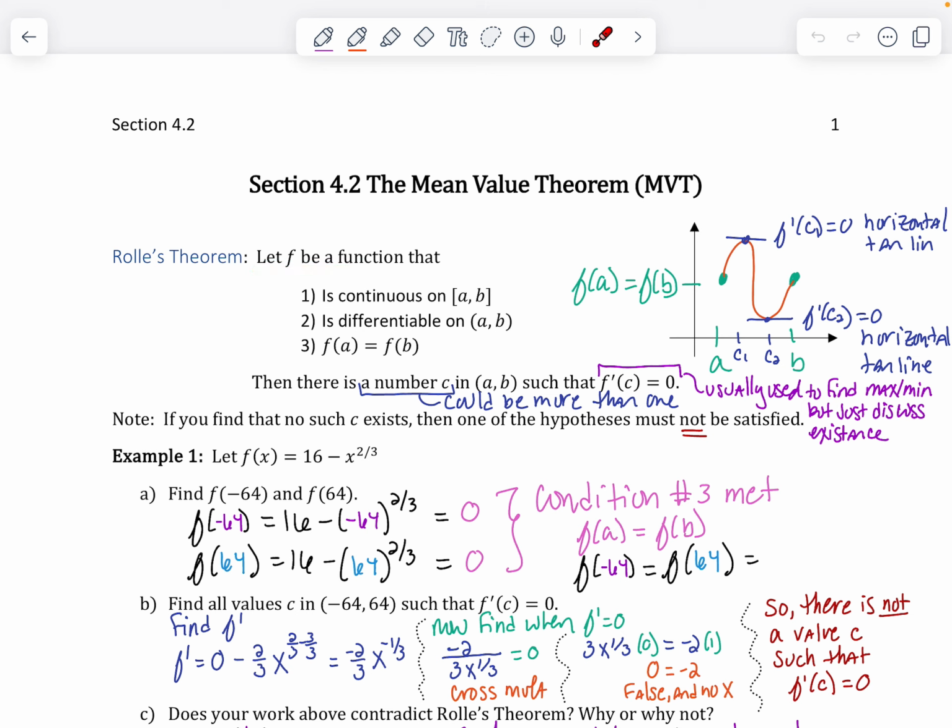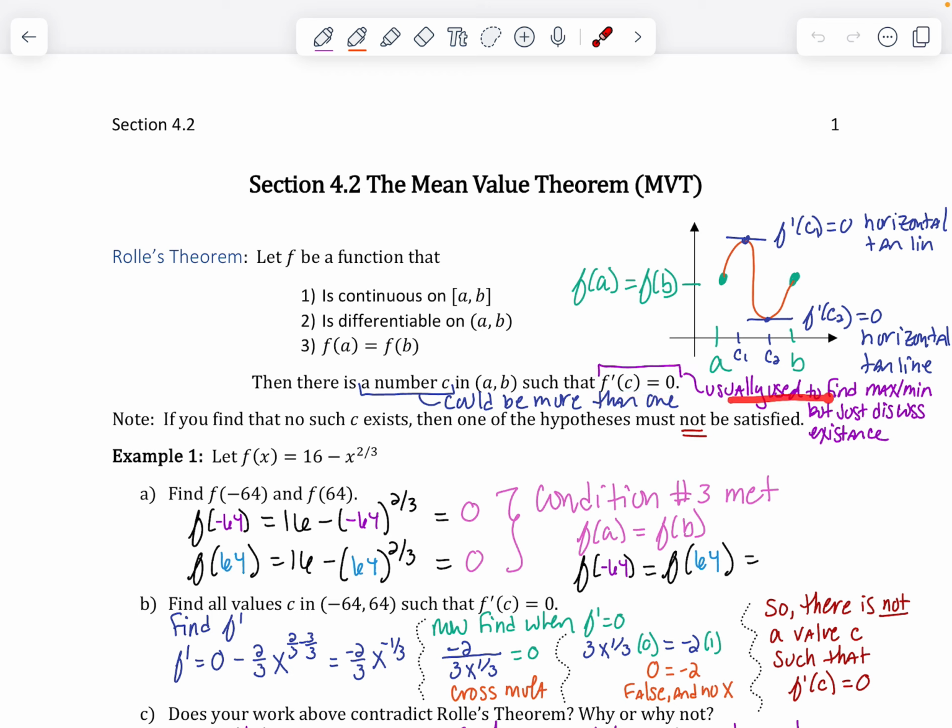The function is continuous over a specific closed interval. It's differentiable over that same open interval. And there are 2 points that are the ends of these intervals such that their output is identical. If that is the case, there exists some number c that is somewhere inside the interval, such that the derivative equals 0.